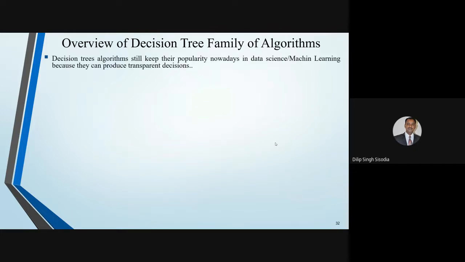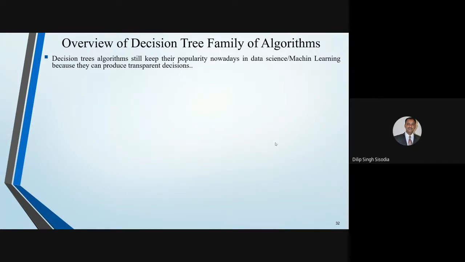the decision tree. This decision tree is not a single algorithm. This decision tree is a family of algorithms, as we have seen in the previous slide. So decision tree algorithms still keep their popularity nowadays in data science and machine learning, because they can produce transparent decisions.